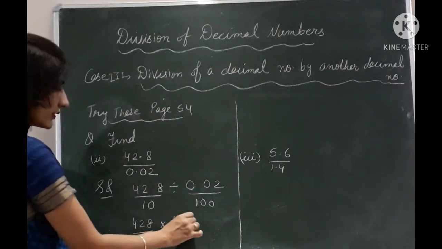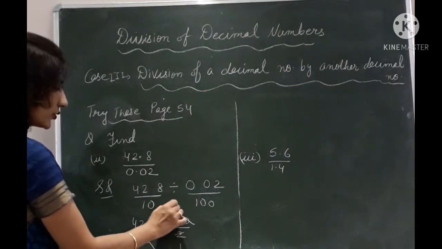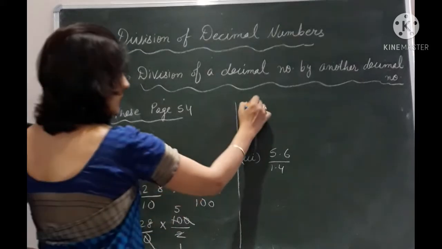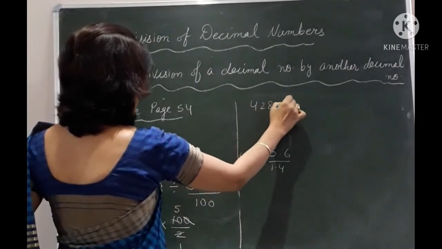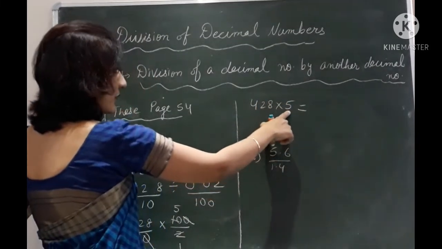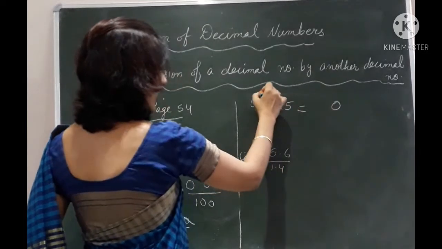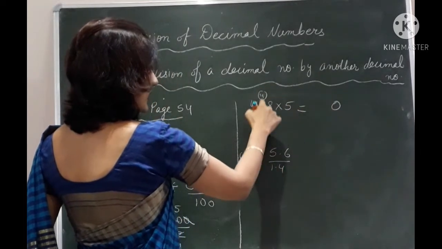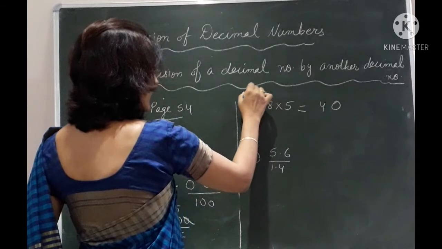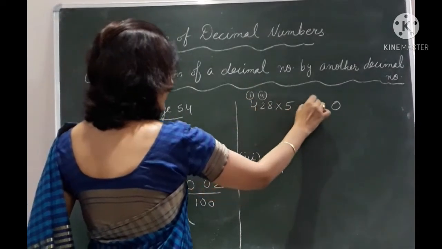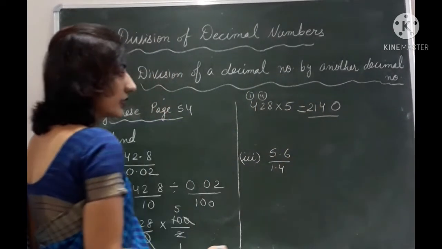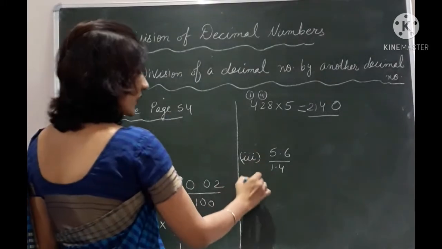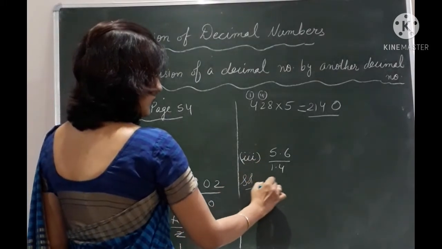This 0 cancels with this 0. 2 ones are 2, 2 fives are 10. So 428 multiplied by 5. You can multiply: 5 8s are 40, 0 carry 4, 5 2s are 10 and 4, 14, carry 1, 5 4s are 20 and 1, 21, 2140.